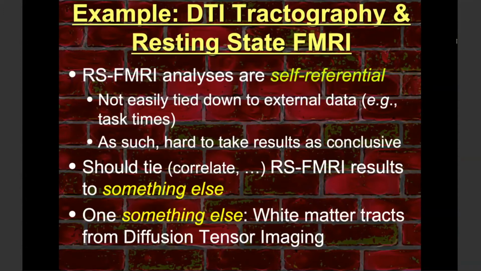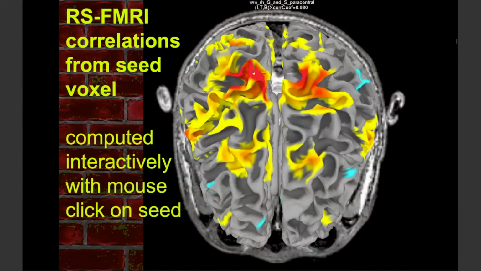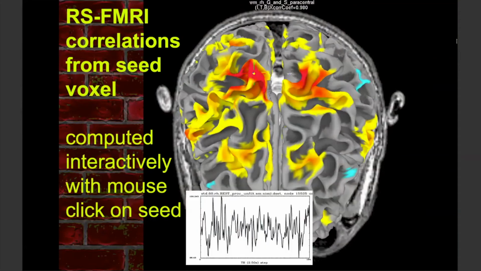Then there are a bunch of something else's that it can be tied down to, but one I'm going to illustrate here is white matter tracks that come from diffusion tensor imaging. So here's a naked brain surface. All this stuff you're looking at is in SUMA, which is a part of the AFNI package. So here's the resting state correlations from a seed. The seed is given by a little yellow dot there. And if you click on that seed, after setting the software up properly, it computes interactively. The mouse click computes interactively the correlation coefficient of the seed voxel time series with every other node on the surface voxel time series, and it thresholds it and colorizes it.